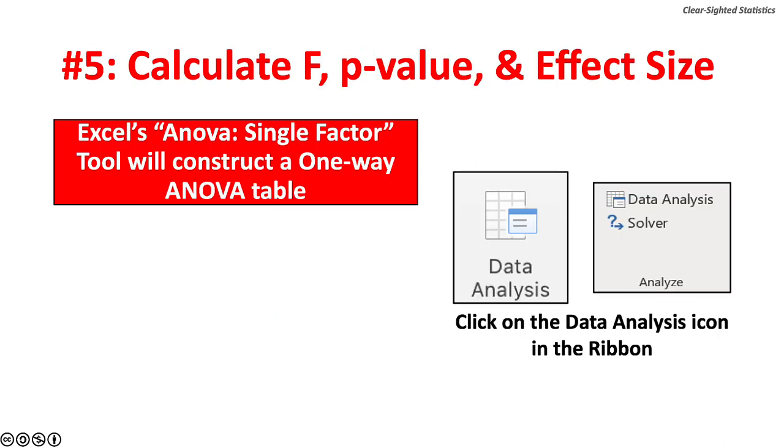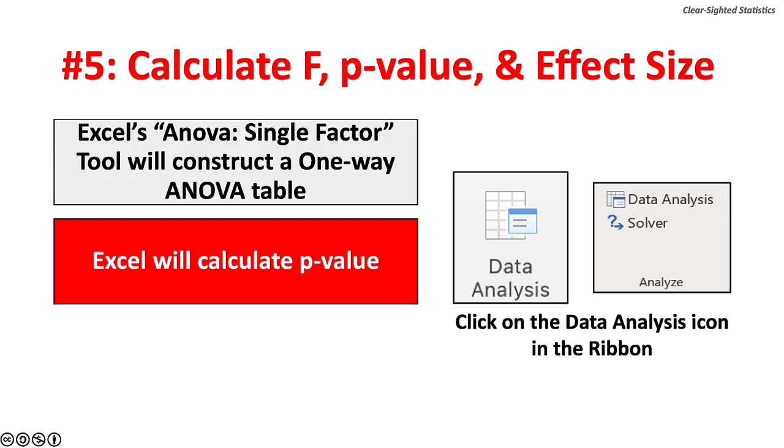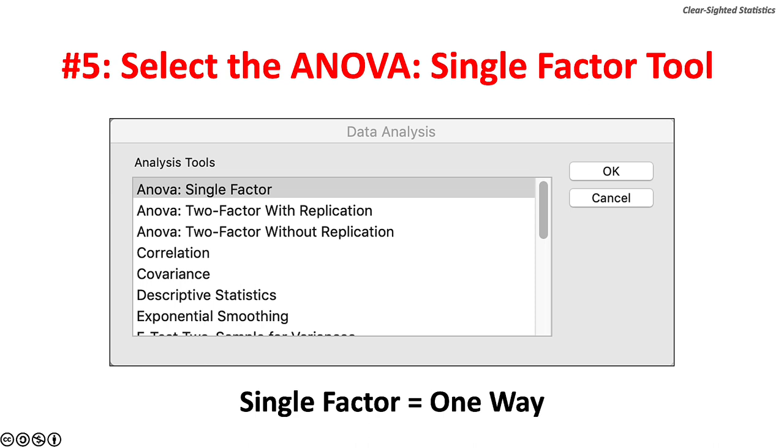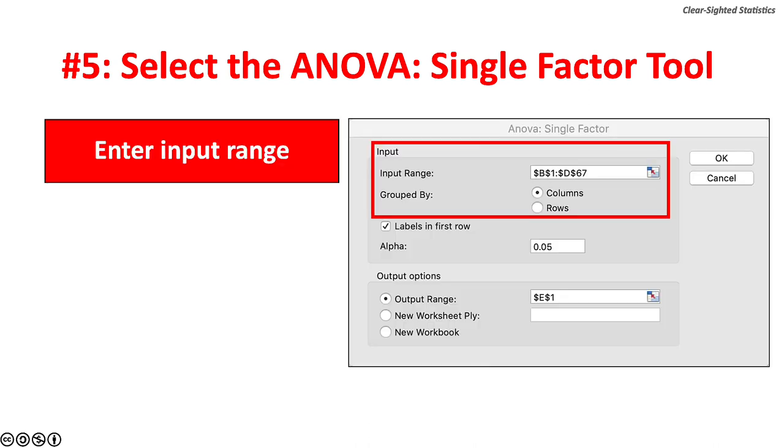Excel's ANOVA single factor tool will construct the ANOVA table very quickly. Excel will also calculate the p-value. Unfortunately, this tool will not find effect size, a priori statistical power, or perform a post-hoc analysis. Once the icon for the data analysis tool has been clicked on, select ANOVA single factor. This is another name for a one-way ANOVA test. This is the first of many statistical analyses Excel can perform.